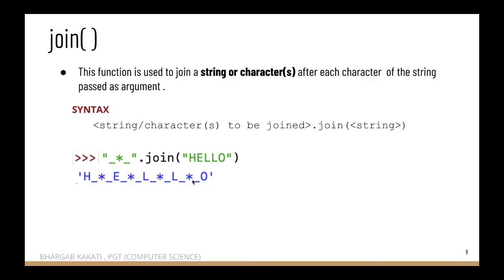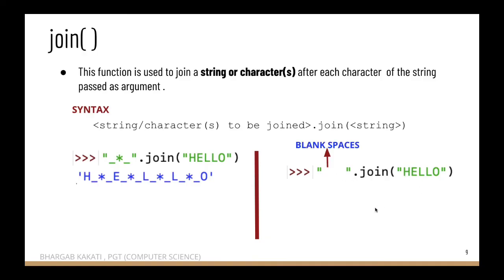argument. Then what will happen? After each character of the argument put under join, this particular characters will appear here. So here, since I gave here underscore star underscore, so after each character, this particular characters are being joined here. Let's take another example. Here I put a few blank spaces, dot join hello. So what will happen? So these are blank spaces. After each character of this particular string, these blank spaces will appear here. This is how the join function works.